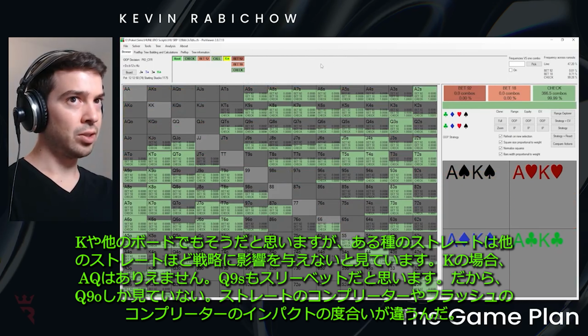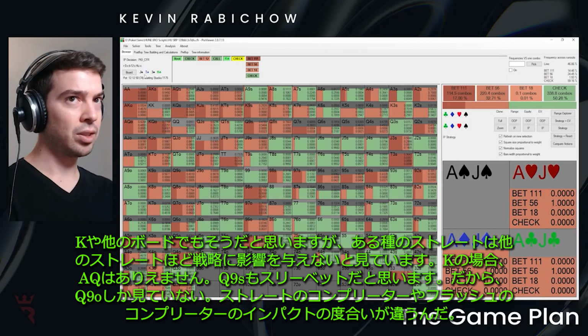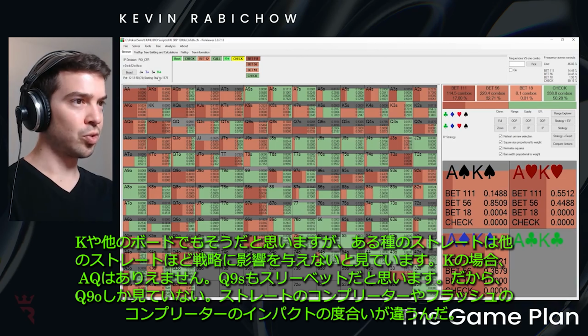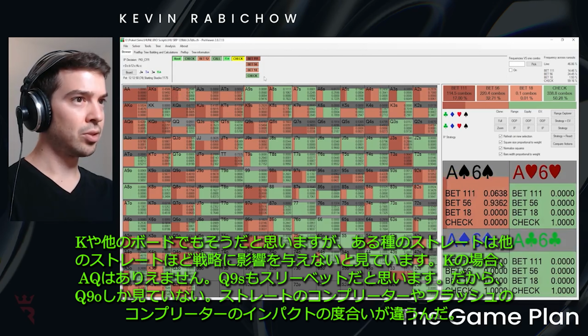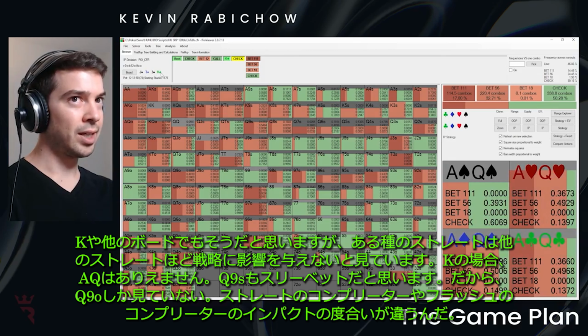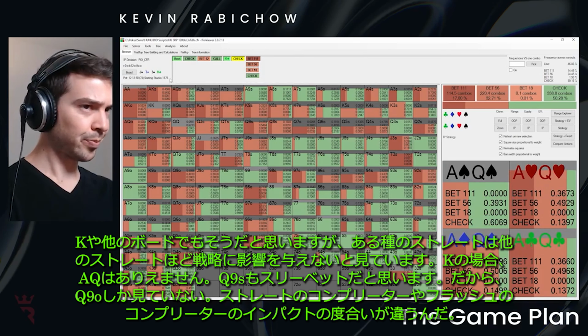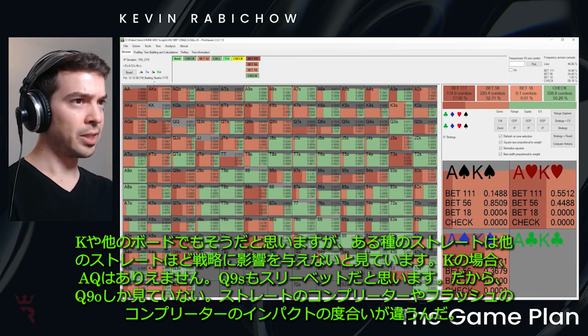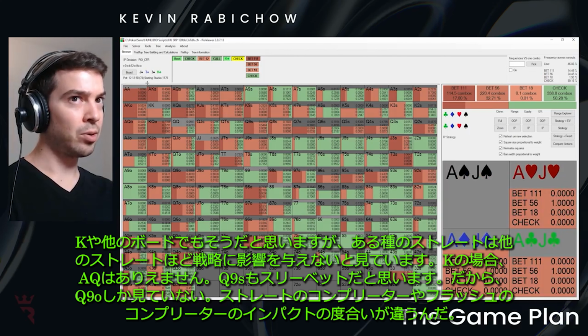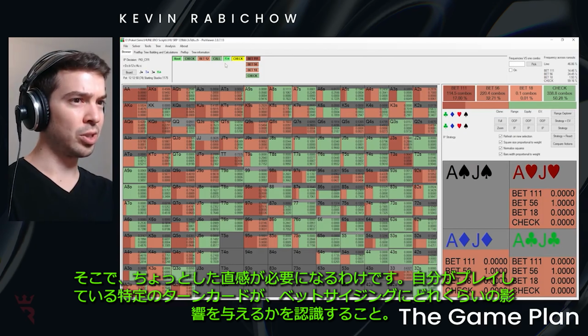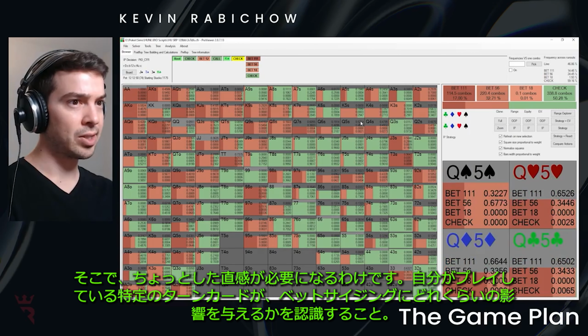Similar to why, on the other board, we were seeing certain straights not impact the strategy as much as other straights. On the king, ace queen is not possible. Queen nine suited, I think, is also 3-betting. So we're only looking at some queen nine offsuits. There's different levels of how impactful a straight completer or a flush completer could be. So that's where a little bit of intuition comes in to recognize how big of an impact this particular turn card is going to have on the bet sizing.